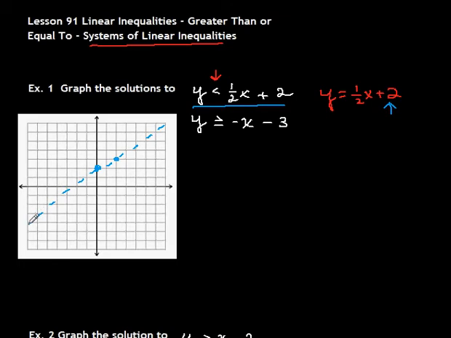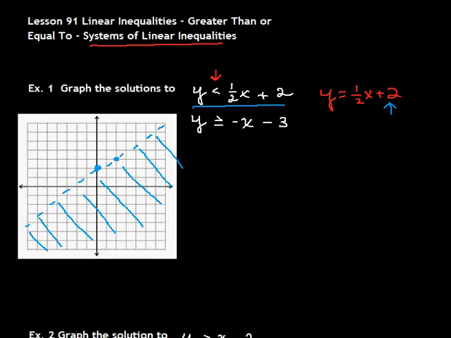So we connect them with a dotted line. Use a ruler, looks better than mine. Now we want all the y values that are less than the line. So what we're going to do is color in everything underneath the line. So here we go. And then we're going to go on to graph the next inequality. And where they intersect is the solution. Every point in the intersection will satisfy this inequality and this inequality.